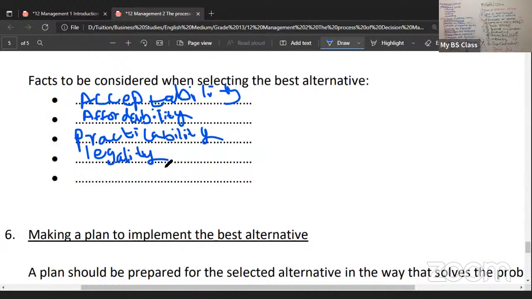Good. What else guys? I would say cost. Yes, cost, you have to think the cost.